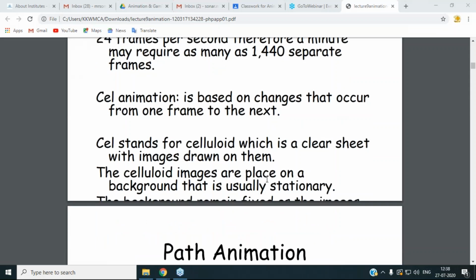The celluloid images are placed on the background that is usually stationary.